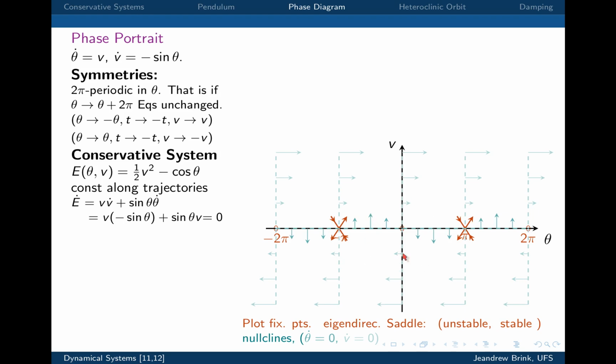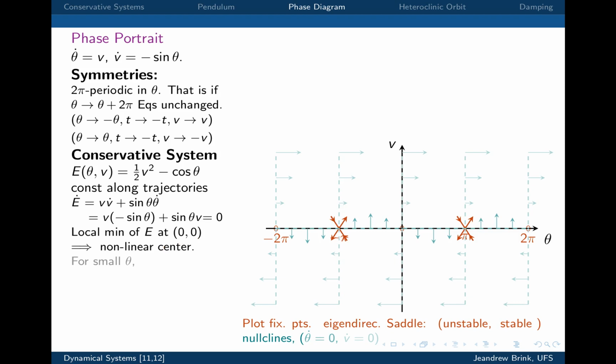What we also know is that because E has a local minimum at 0, 0, you can work that out by simply working out the gradient and working out the second derivatives, we know that we have a nonlinear center over there. So our linear centers are nonlinear centers, which is typical of conservative systems.